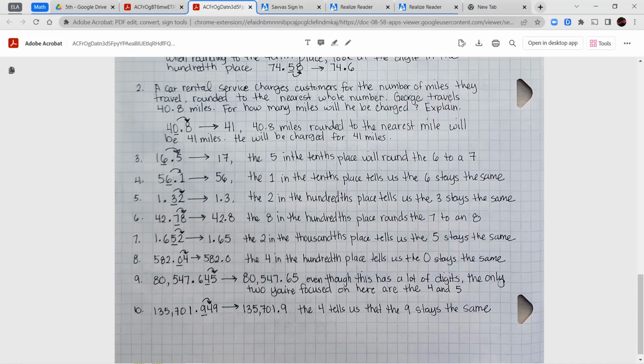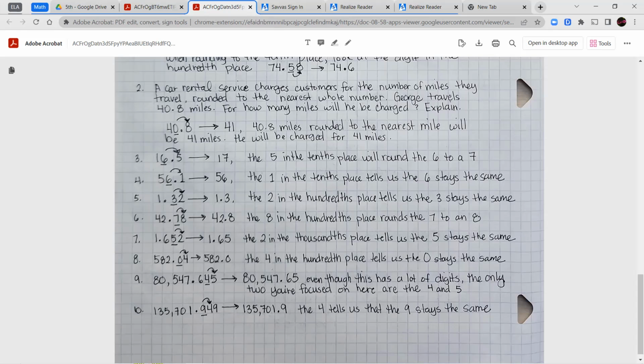Next, we have number 6. We have 42 and 78 hundredths, and we want to round to the 10ths place. The digit in the 10ths place is a 7. We're going to look at the one that comes right after it, which is the 8 in the hundredths place. The 8 in the hundredths place tells us right away that it's going to round up. So 42 and 78 hundredths is going to round up to 42 and 8/10.